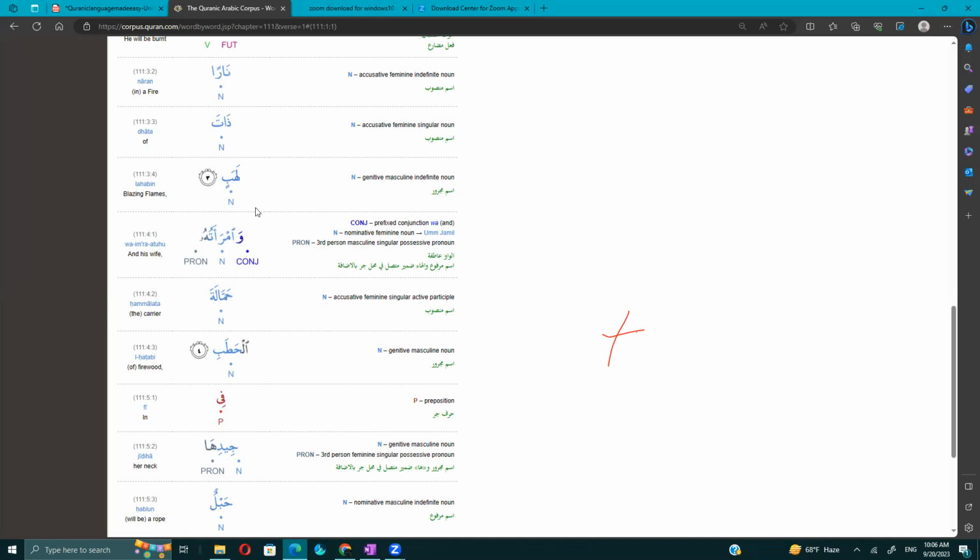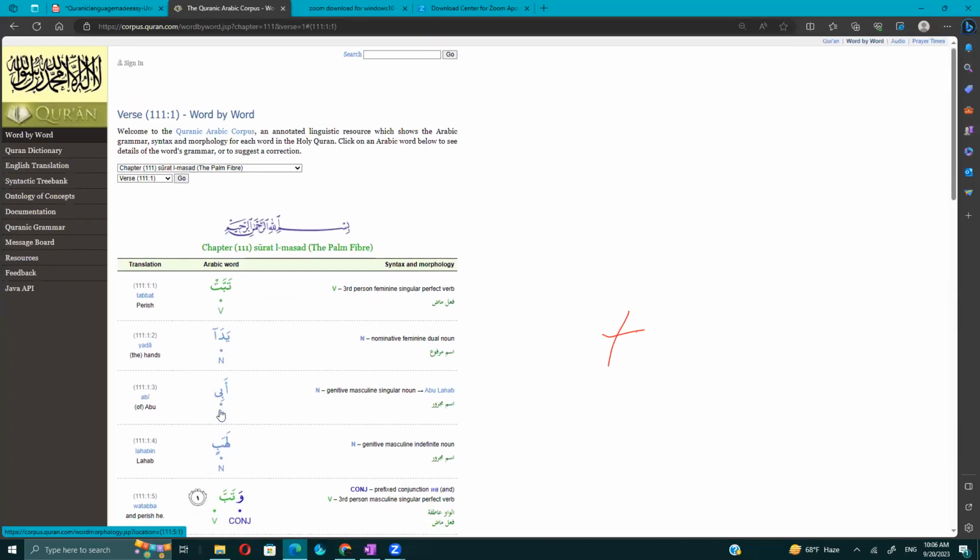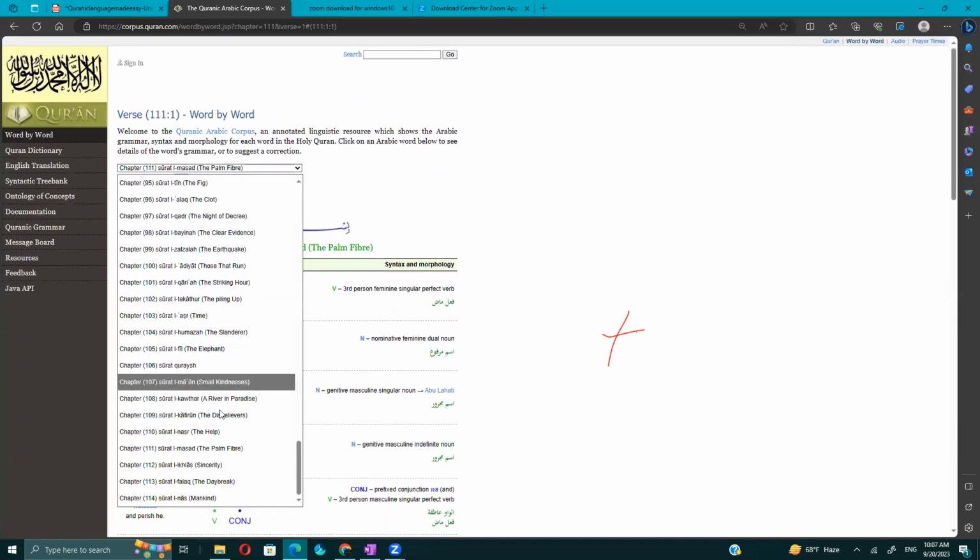Sometimes you can't touch the Quran. You can just go to corpus.quran.com and then open the short surahs. At least you can start with short surahs and learn the meaning as well, right? Jeed means neck. It was jidu. Okay, it became jidi because of the huruful jar fi. Very good.